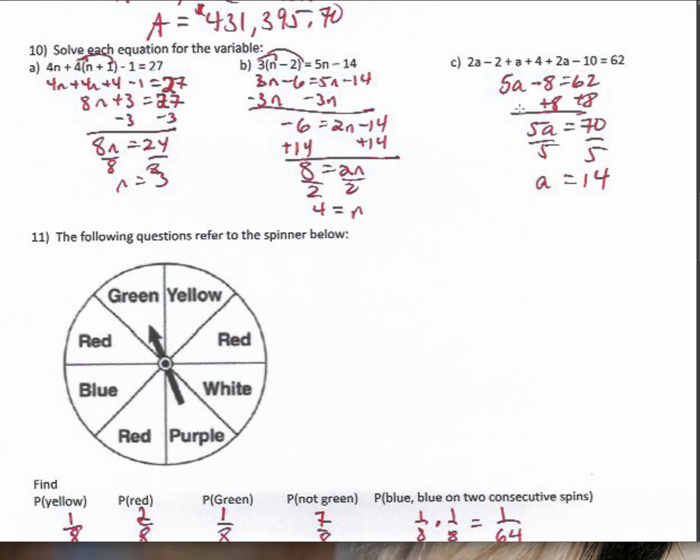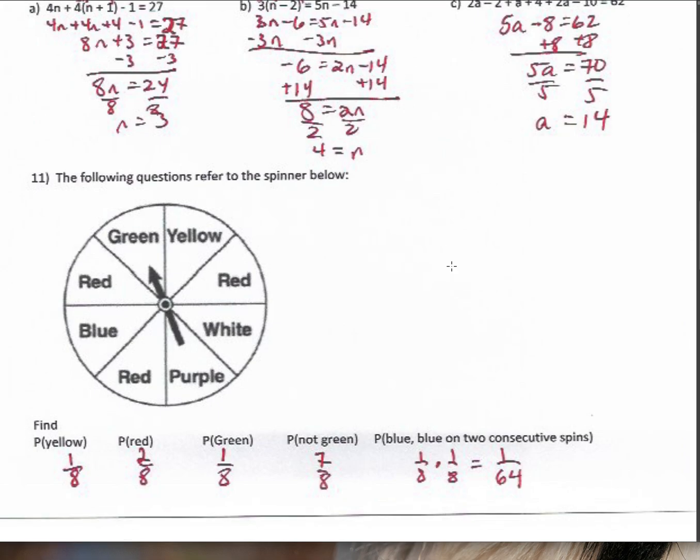And in the last case, I'm just going to do same side, same operation here. Altogether, I have 5a's and negative 8 when I do negative 2, positive 4, and negative 10. And adding 8 to both sides, 62 becomes 70. Dividing by 5, I get a is 14.